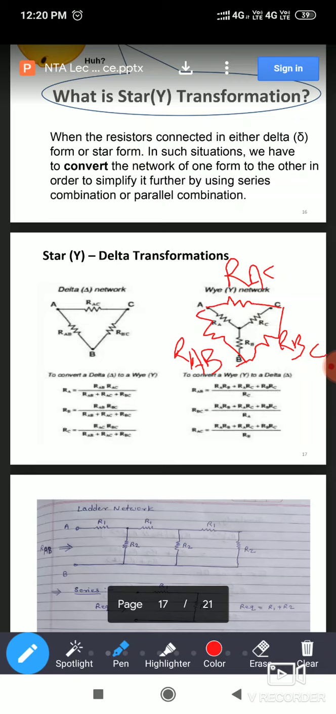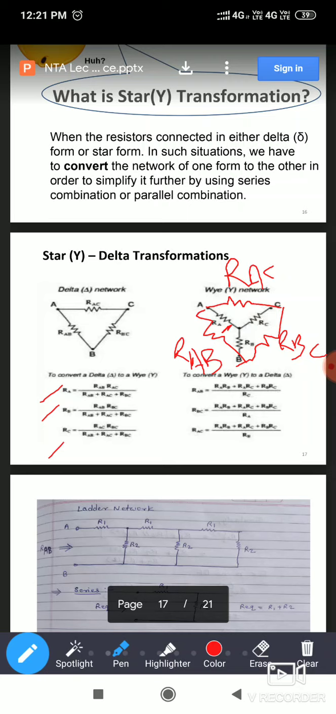Now here, if a delta network is given and you want to convert into star, you have to use these three formulas. So RA means this resistor inside. How to find out RA? Everyone note down. RAB, म्हणजे डेल्टा नेटवर्क दिलेला आहे. डेल्टा नेटवर्कचे रजिस्टर तुम्हाला माहित आहेत, त्यावरून तुम्हाला स्टार नेटवर्क मध्ये कन्वर्ट करायचं आहे. सो RAB, RAC आणि RBC हे तीन रजिस्टर तुम्हाला माहित आहेत, त्यातून तुम्हाला स्टार मध्ये कन्वर्ट करायचं. मग स्टारचे रजिस्टर्स कुठले आहेत? RA, RB आणि RC. So you have to find out this.